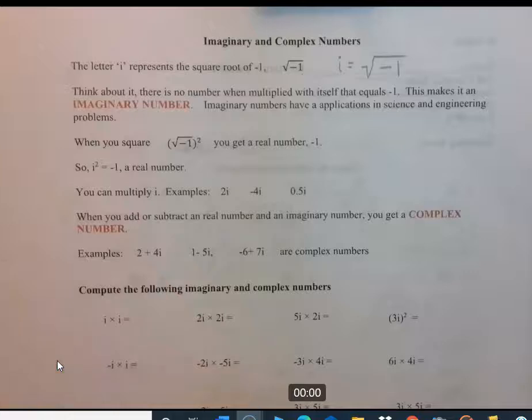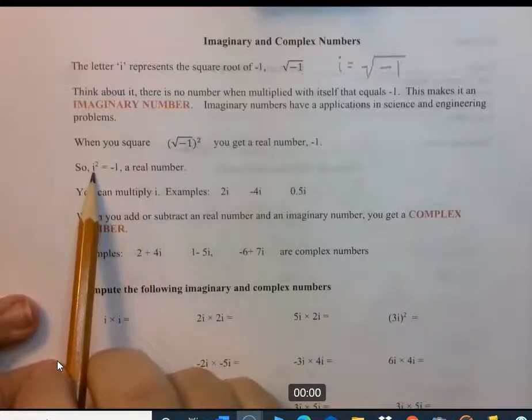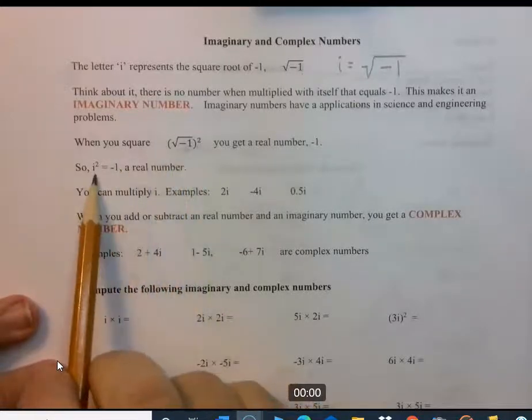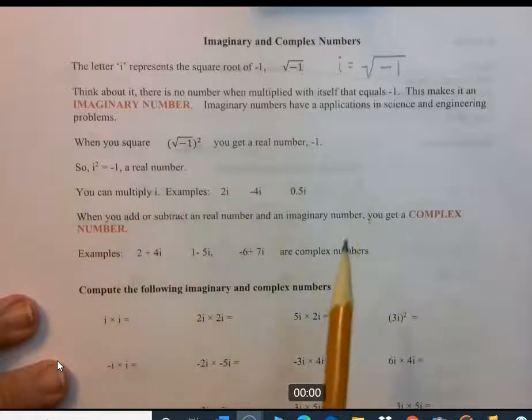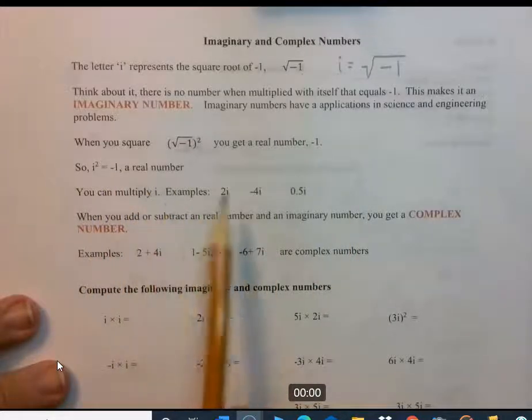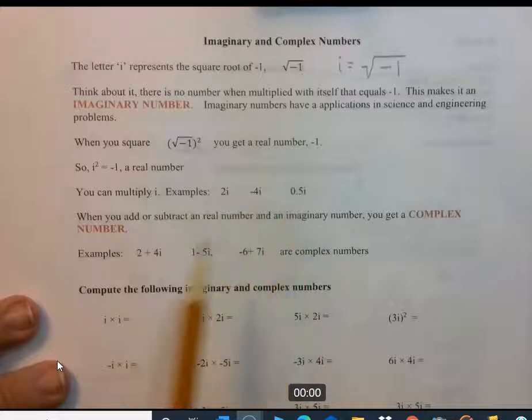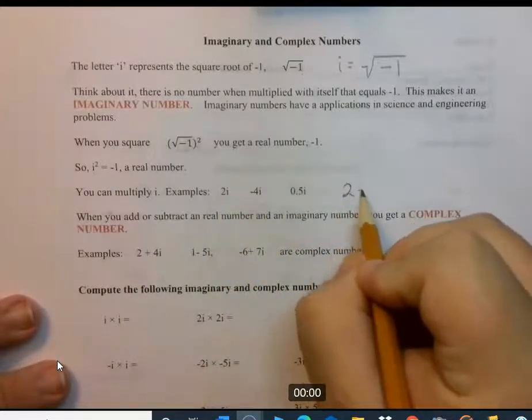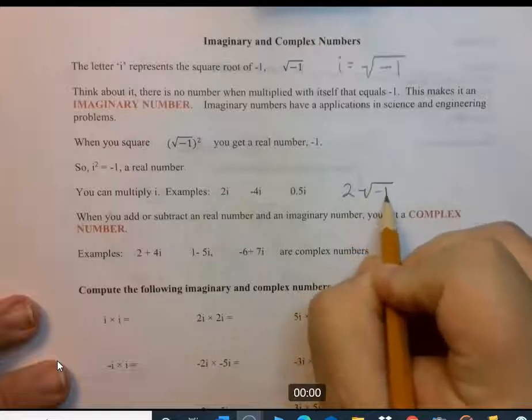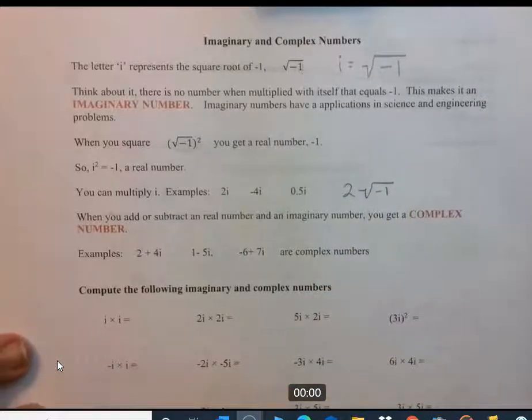Okay, so by multiplying two imaginary numbers, you can come out with a real number. I squared, another way to write that, is the square root of negative 1 squared, which is negative 1. That's a real number. And you can multiply i by real numbers as well: 2i, negative 4i, 0.5i. So 2i, for example, would be 2 times the square root of negative 1.